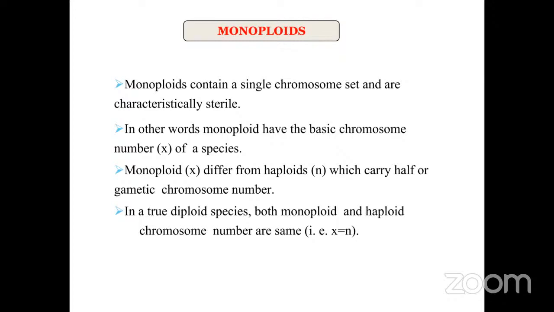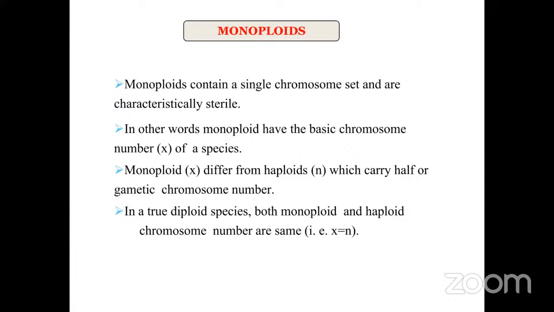So in euploidy, first is monoploids. Monoploids contain a single chromosome set, which is denoted by the small letter x. Monoploid differs from haploid. We know that haploids are represented by the symbol small n, which carries half of the gametic chromosome number. If 2n is equal to 42, then n is equal to 21. If 2n is equal to 46, then n is equal to 23. Each gamete will have half of the chromosomes. So gametes are haploid in nature, carrying half the chromosome number, or the gametic chromosome number.